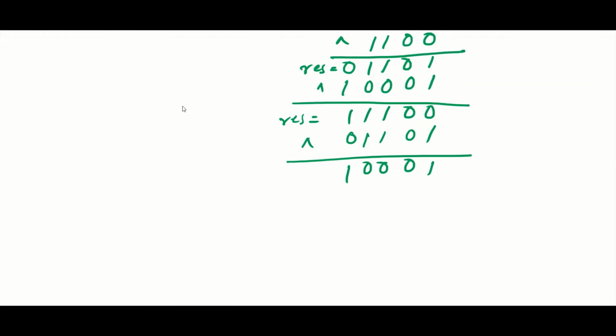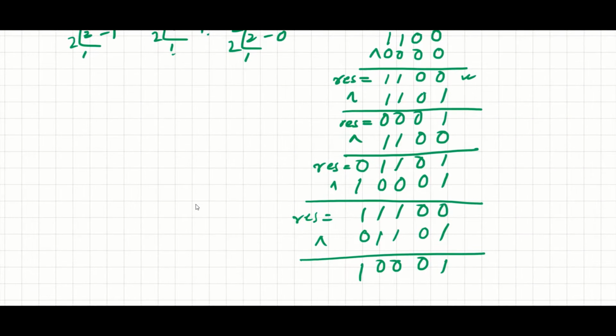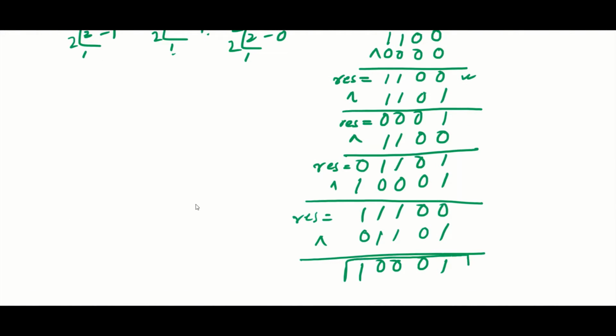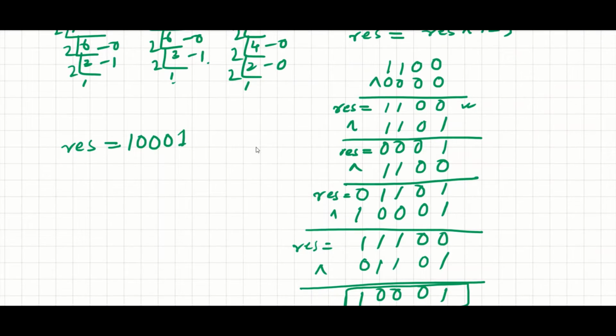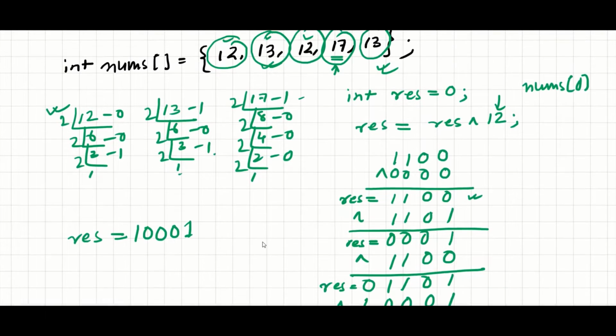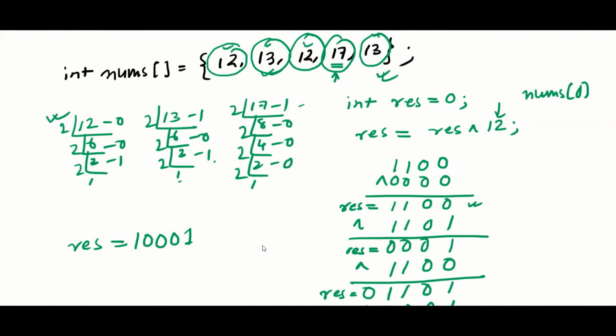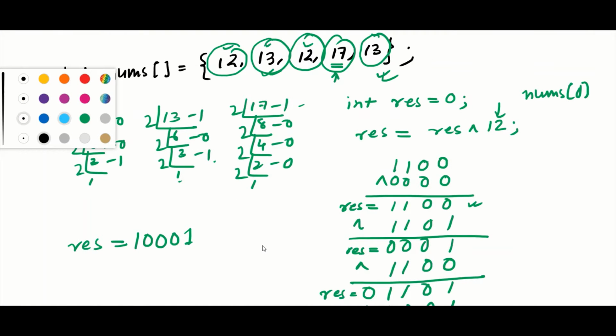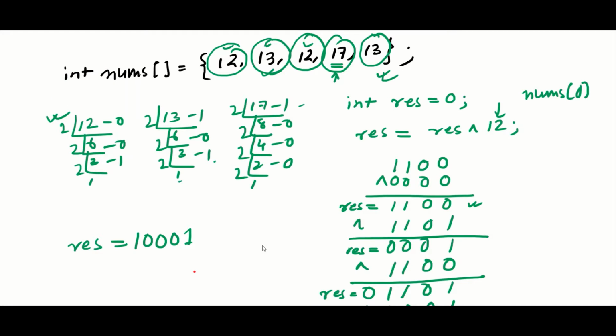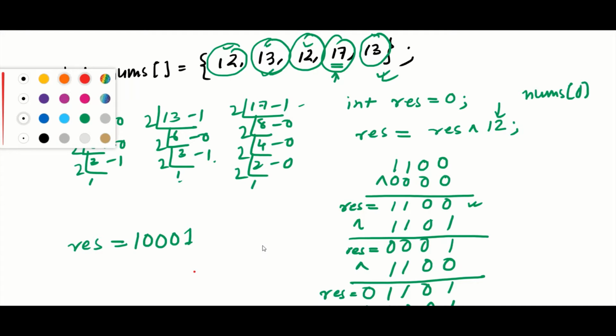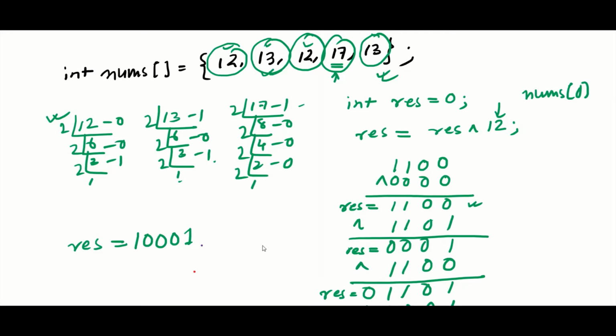Okay, let's check the number. We get 100. This is the result we get now. Result equals 10001. Okay, so now let's check the binary numbers that we have calculated earlier. Now you can take a look carefully. Let me just pick a different color. So now let's look carefully.